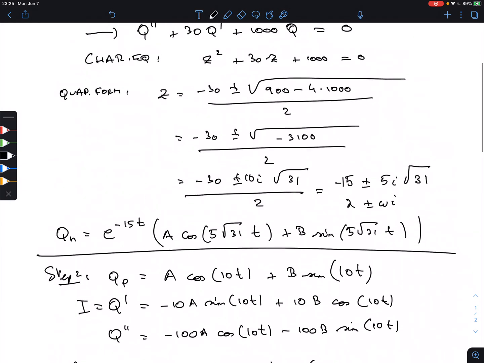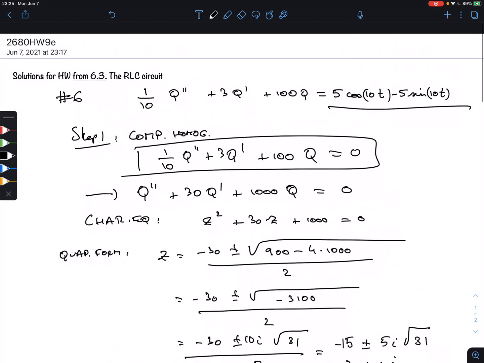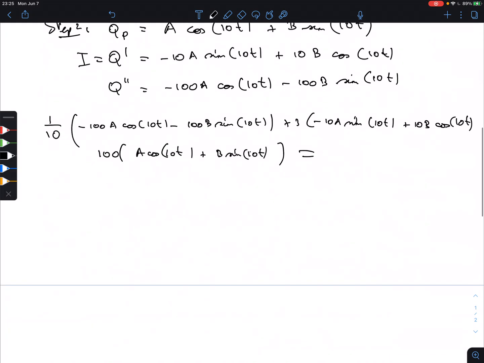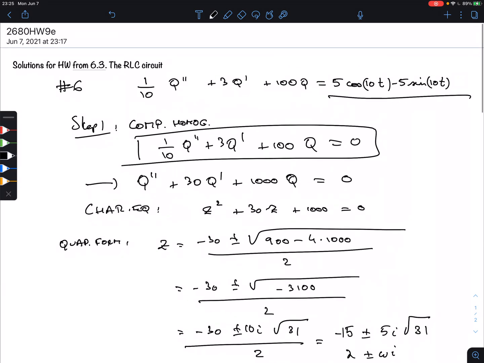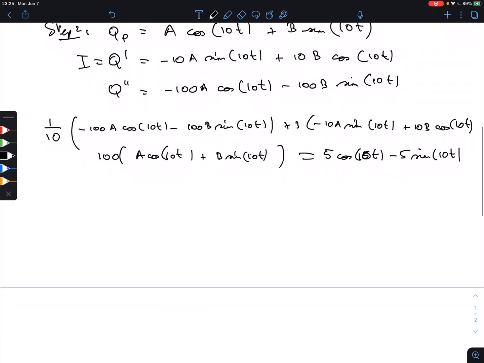Okay, and what is this? Well, this is to be equal to the right-hand side, the forcing function, which is, where's the forcing function here? 5 cosine 10t minus 5 sine 10t. The frequency was 10t, yeah. Right, okay, of course, everything is cosine 10t. Frequency is 10 everywhere here.